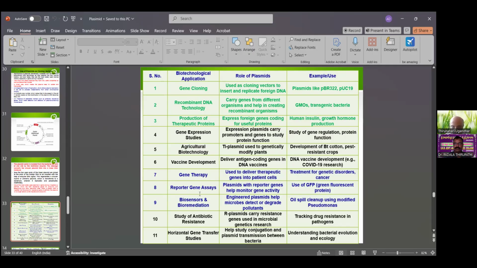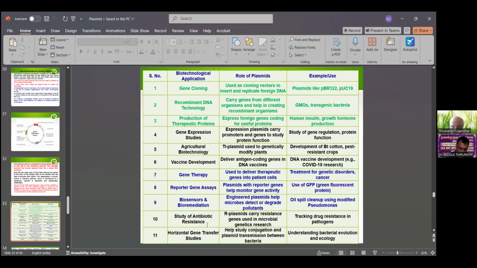The eighth one, reporter gene assay. Plasmids with reporter genes help monitor gene activity, such as use of GFP, green fluorescent protein production. Then the ninth one, biosensor or bioremediation. Engineered plasmids help microbes detect pollutants, such as oil spills, also using modified Pseudomonas.